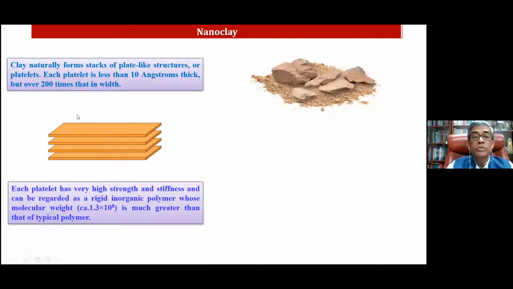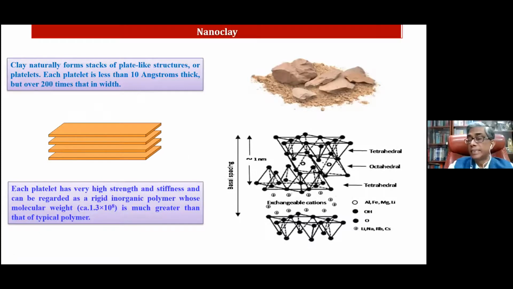Each platelet is 1 nanometer thick, and they have 200 times the width. So you can see you are already playing with an aspect ratio of 200 easily, or even more. Each platelet has high strength and stiffness, and they bring more rigidity into the polymer systems, and that's why we have seen the modulus increase like that.